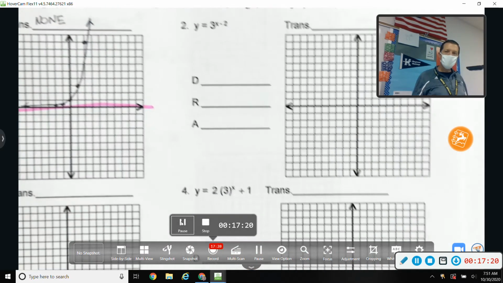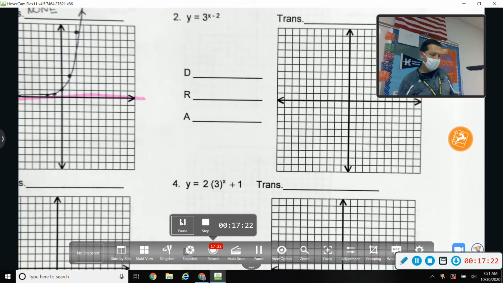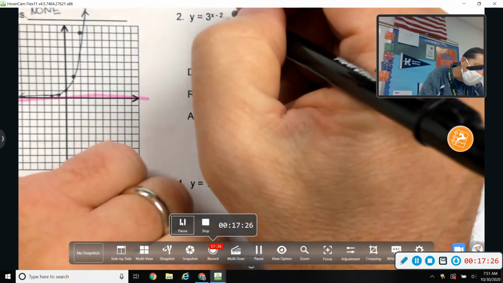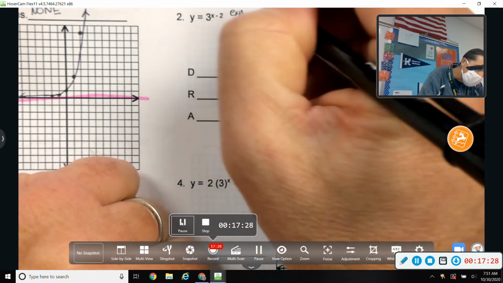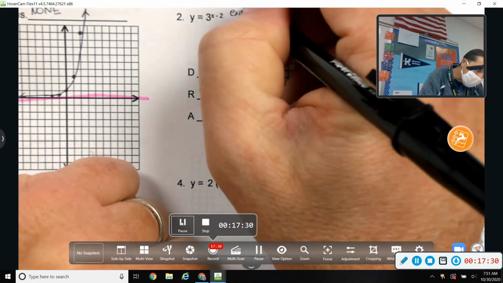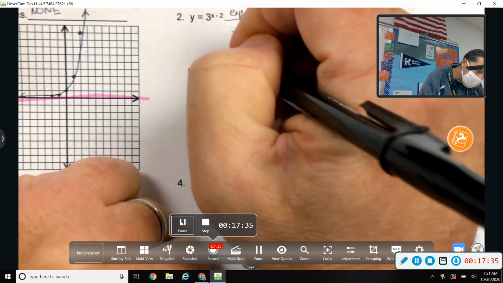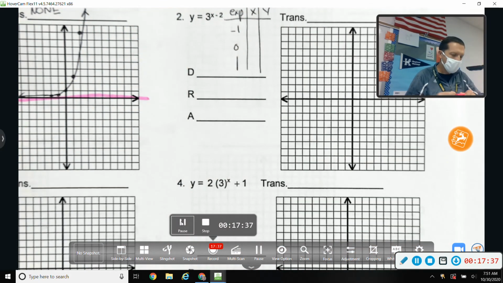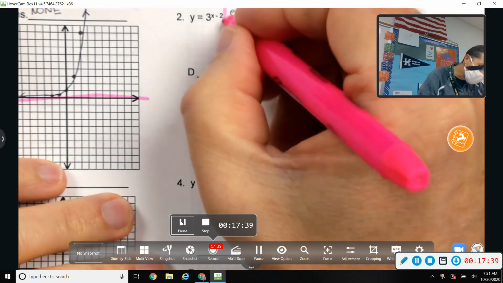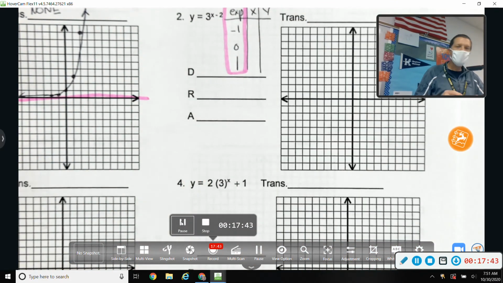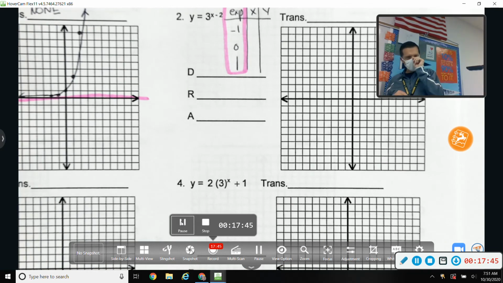Let's do number 2. Basically, we're just going to see how many we can get before the bell rings. So exponent, x, and y. Again, first column is always going to be the same. I want my exponent to be -1, 0, and 1. That way I'll catch it right at the turn, and my graph will be a good one.